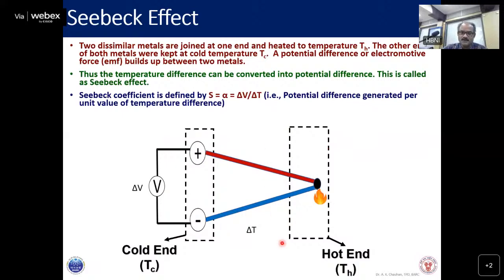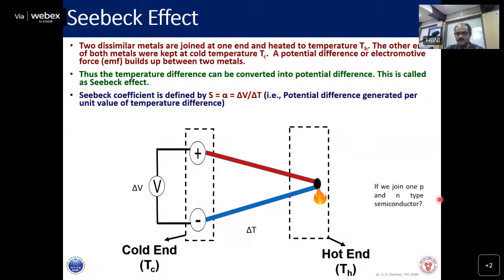And what is the Seebeck coefficient? The ratio of potential difference to the temperature gradient is called the Seebeck coefficient. The Seebeck coefficient is denoted by S or sometimes alpha, and it is given as the potential difference generated per unit temperature difference. If the temperature difference is more, you simply divide it to get the potential per unit temperature difference.